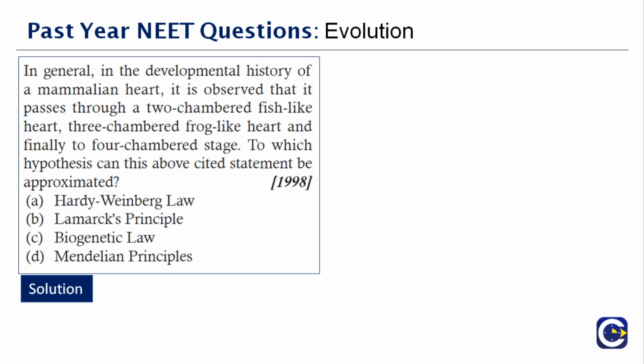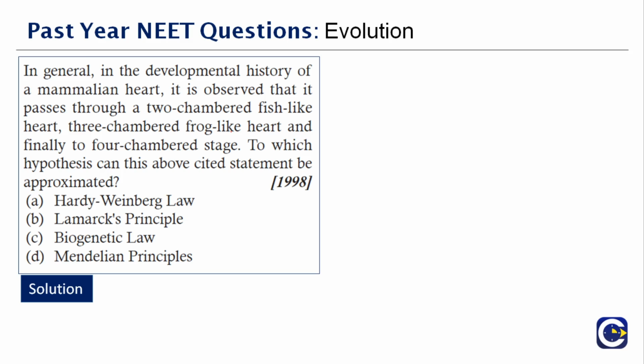Okay, so who gave that? See, the first option is Hardy-Weinberg law, which is a principle of genetic equilibrium according to which, in the absence of external environmental disturbances, a randomly mating population remains in genetic equilibrium. Lamarck postulated the theory of inheritance of acquired characters, and Mendel explained the inheritance of genetic characters from one generation to another. So I've clearly told you the other 3 options. The one that clearly approximates the hypothesis given in your question is the biogenetic law.